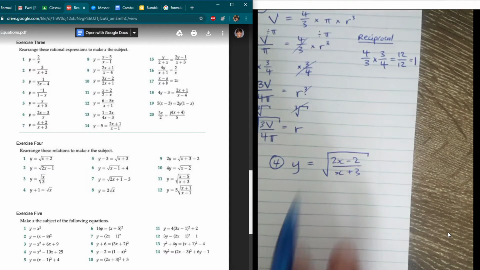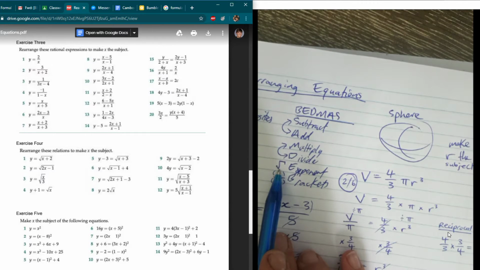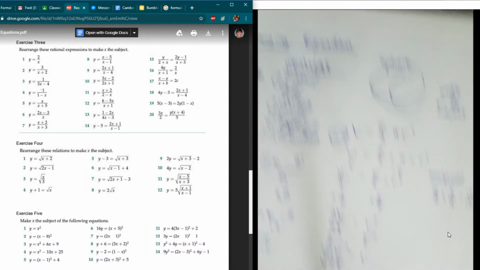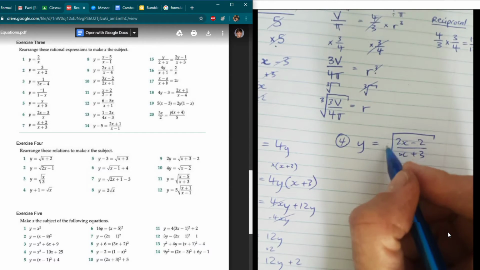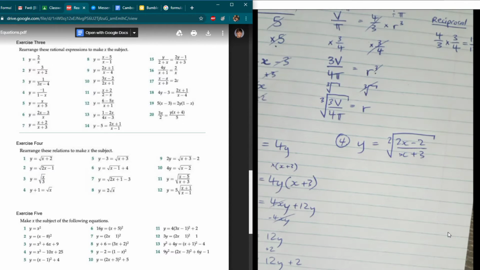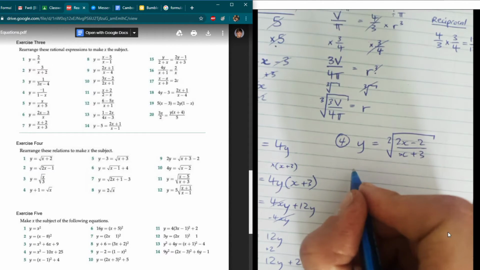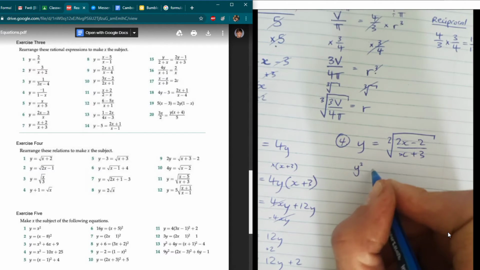So how do we get rid of a root? The opposite of a root is an exponent. If a root doesn't have a number up here, we can assume it's a square root. So the opposite of a square root is just squaring. So we'll just get y and square it. And then that will get rid of the root.